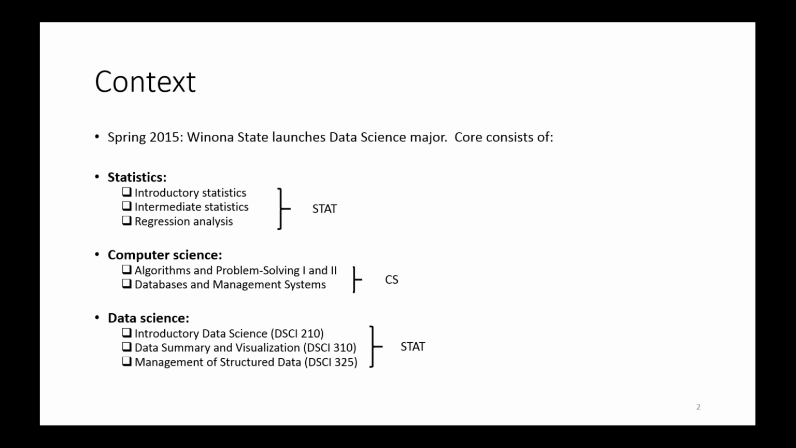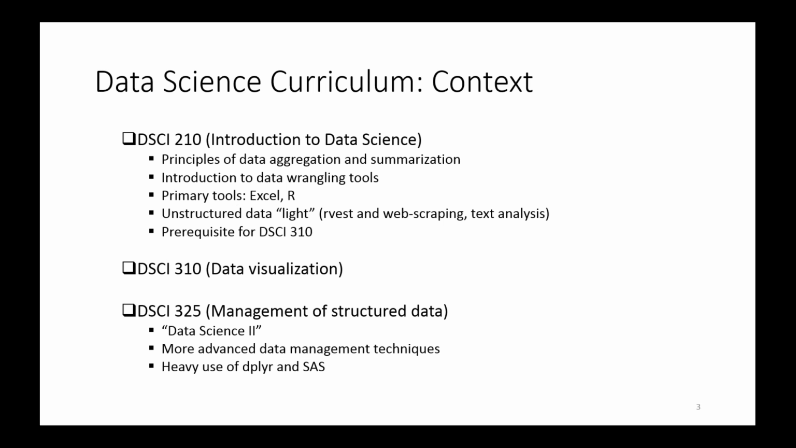So as far as those three DSci courses go, a little bit of detail about those. DSci 210 is your data science 1, I suppose you could think of it that way. This is your principles of data aggregation and summarization, introduction to data tools, mostly Excel. My colleague Chris Malone has been teaching this one. He starts off in Excel, moves into R a little bit, has touched on Python, I think, in one of the semesters as well. We're still trying to figure out what we're doing in all of these courses, but DSci 210 in particular.